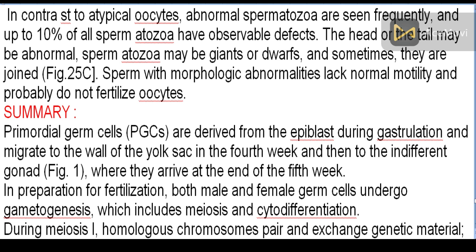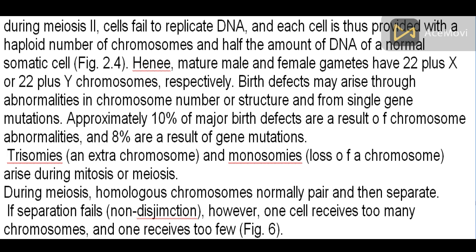During meiosis homologous chromosomes pair and exchange genetic material. During meiosis II, cells fail to replicate DNA, and each cell is thus provided with a haploid number of chromosomes and half the amount of DNA of a normal somatic cell, Fig. 2.4. Hence, mature male and female gametes have 22 plus X or 22 plus Y chromosomes, respectively.